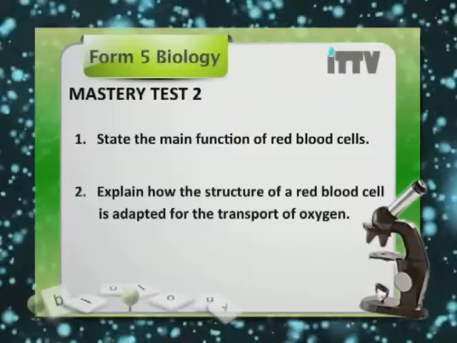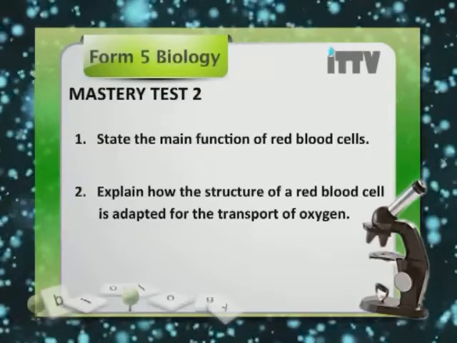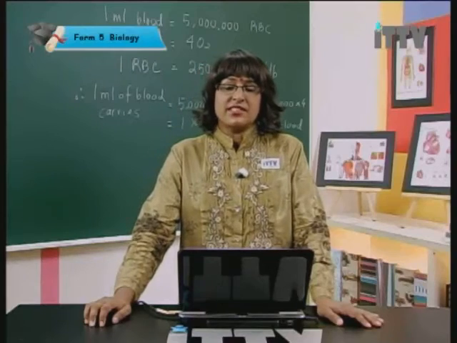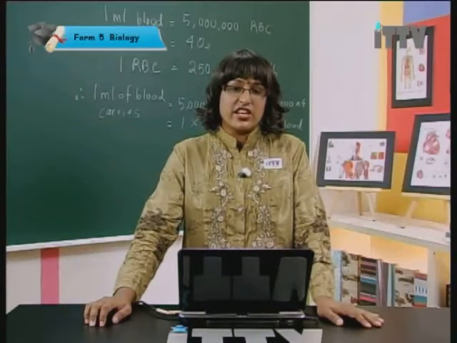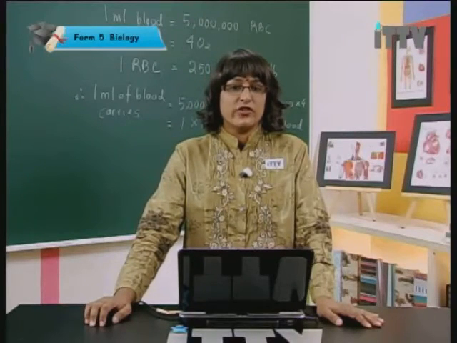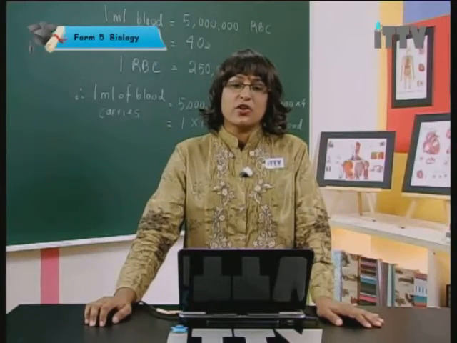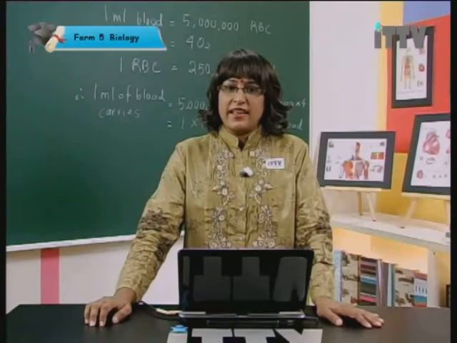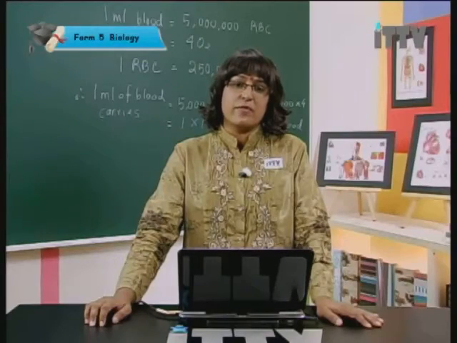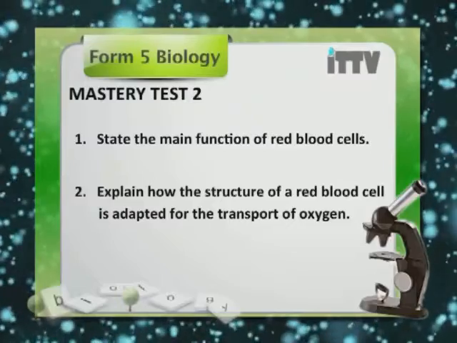The second question. Explain how the structure of a red blood cell is adapted for the transport of oxygen. Dear students, if you can recall, the red blood cell is biconcave in shape and it does not carry a nucleus. Hence, it has a lot of space to accommodate hemoglobin, which is the pigment that enables the oxygen to be transported. And the red blood cells are very flexible so that they can move through even very minute spaces within the blood capillaries. And take a look at the third question.